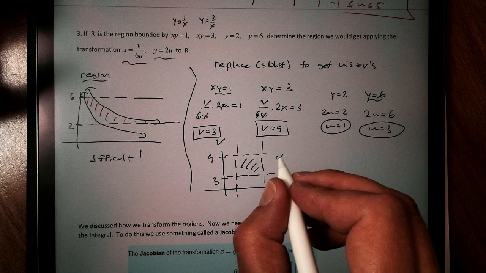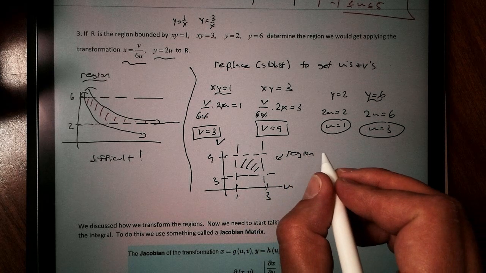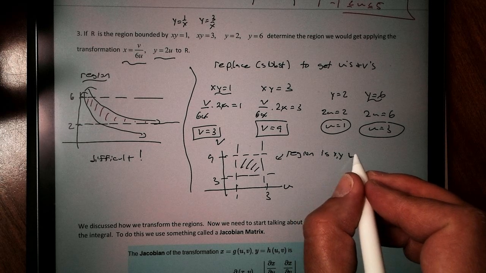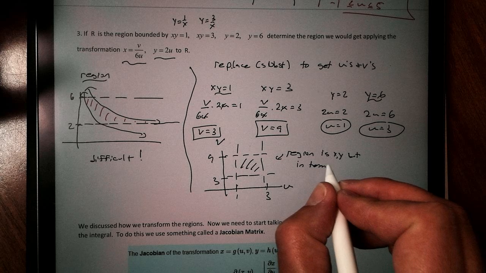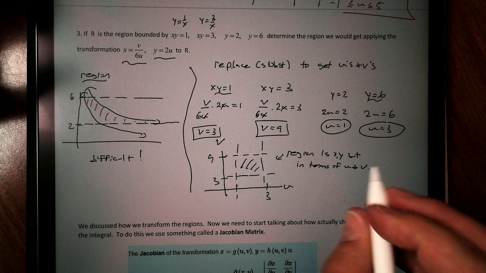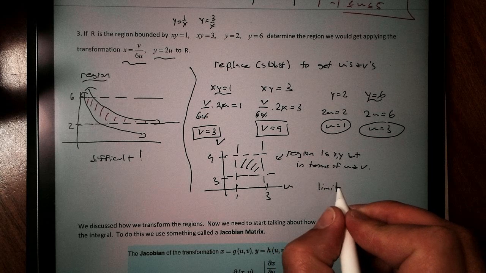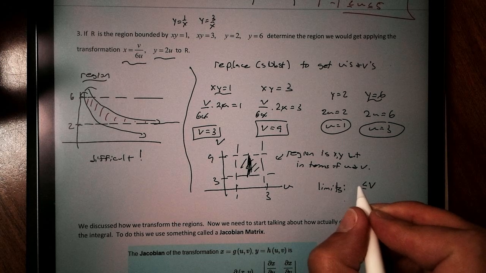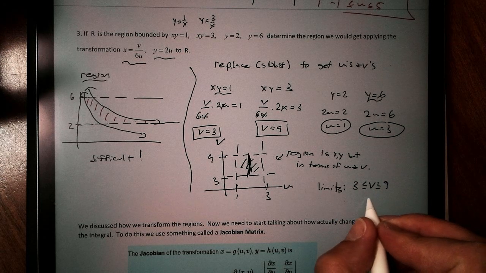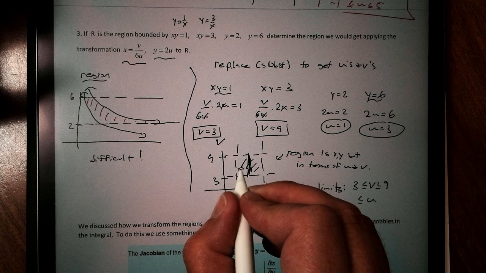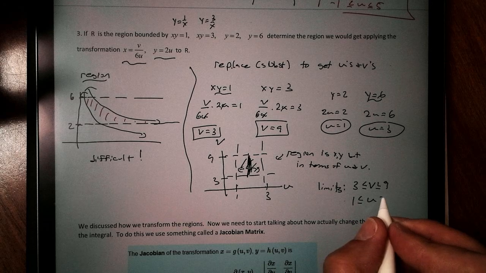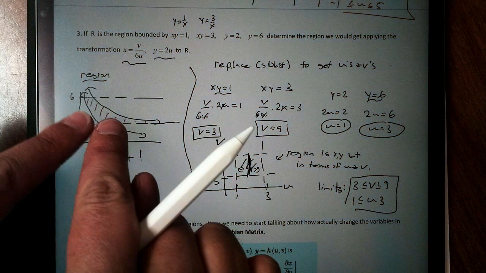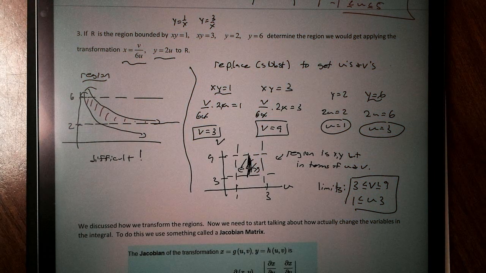So remember, this is the region. This region is x, y, but in terms of u and v. So I can now use this to get my limits. I'm going to do a vertical rectangle. That's going to be my change in v's. So my v's are going to go from 3 to 9, and my u's are going to go left and right, 1 to 3. And that would be our new limits. Now I only have to deal with one integral versus 2, 3, maybe 4 integrals on something like this. Alright, so that's that one.